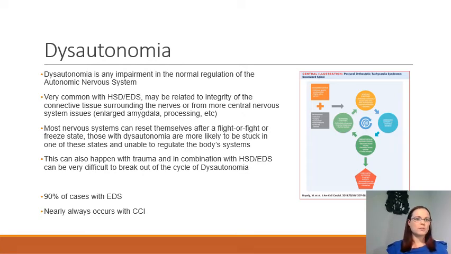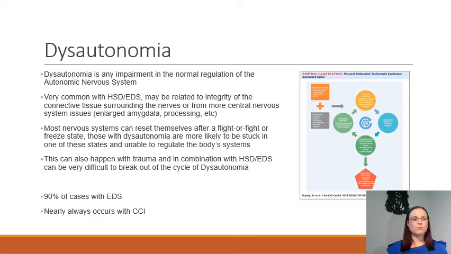Most nervous systems can reset themselves after they have a fight or flight event, or even a freeze state. So you have a situation that you deal with and then you move on. That's what the system is supposed to do, be able to reset. But those with dysautonomia are more likely to get stuck in one of those states, and they're not able to regulate the body's systems efficiently anymore. This can also happen with trauma. And when it's in combination with HSD and EDS, it can be very, very difficult to break out of the cycle of dysautonomia that develops.